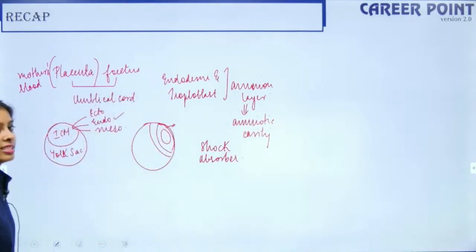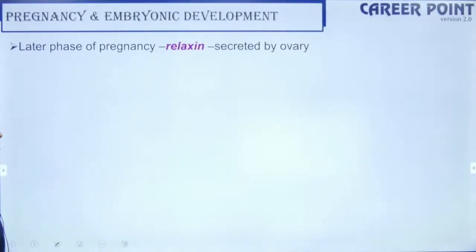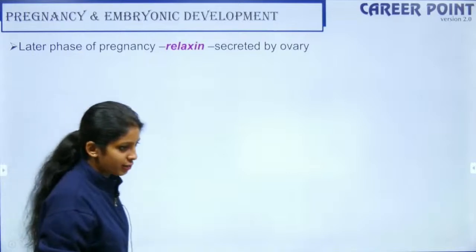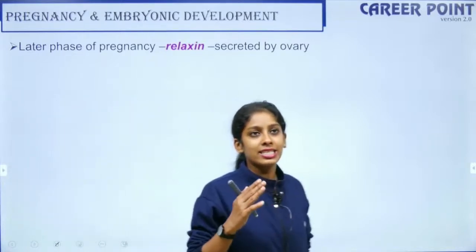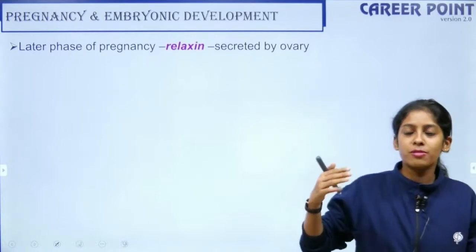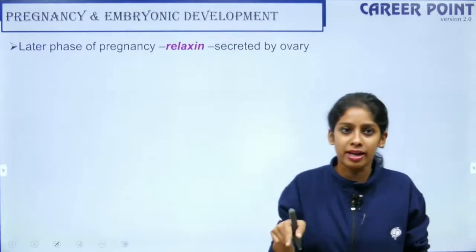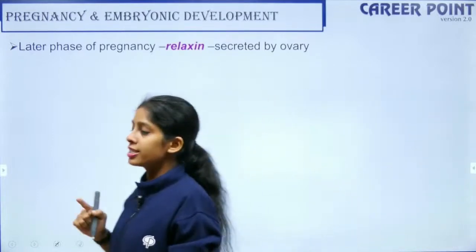Okay, so these are the different layers that I wanted to talk about. So now I move forward. In the later phase of pregnancy, relaxin is secreted by the ovary. It helps in the relaxation of the muscles. There's another hormone called inhibin. So inhibin is also secreted by the ovary.